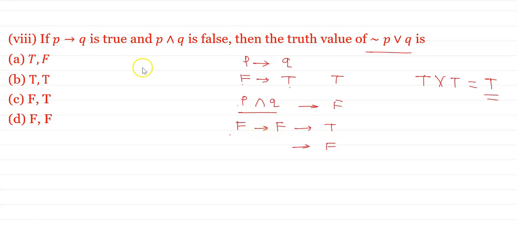Therefore F implies F is true and F is a false.